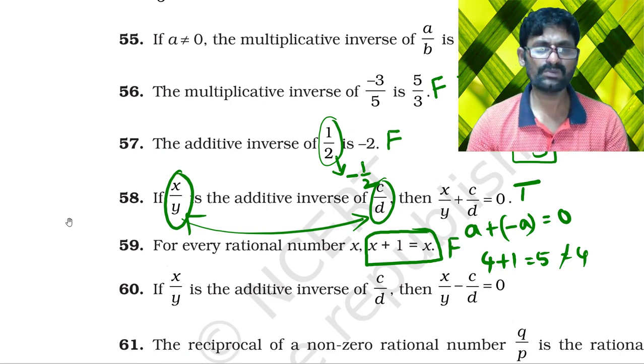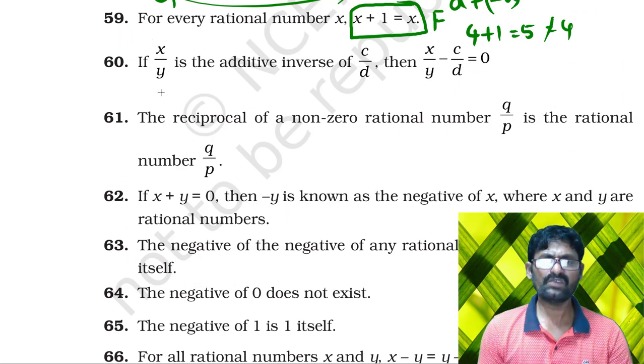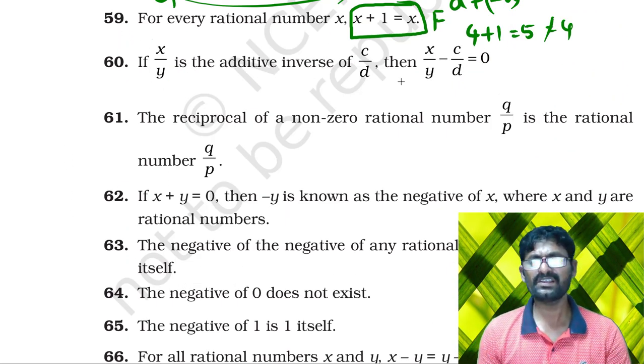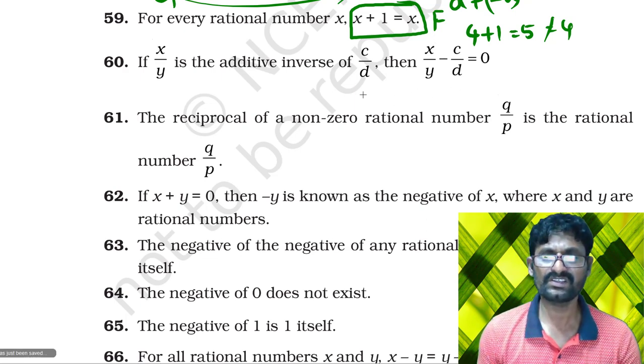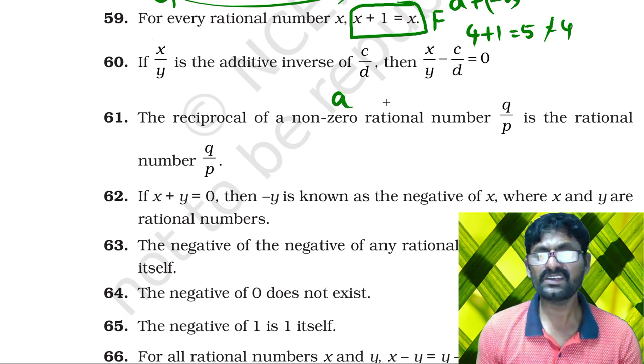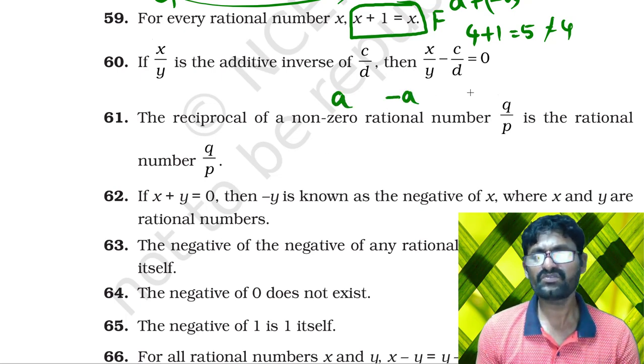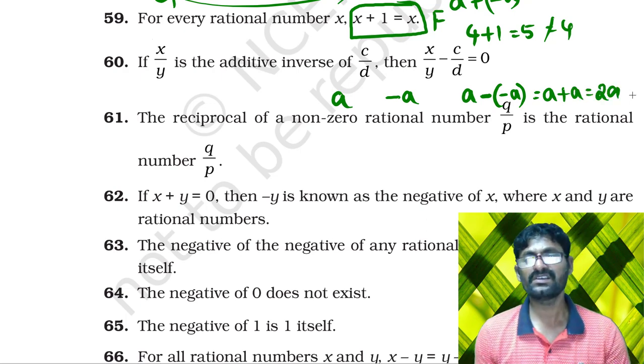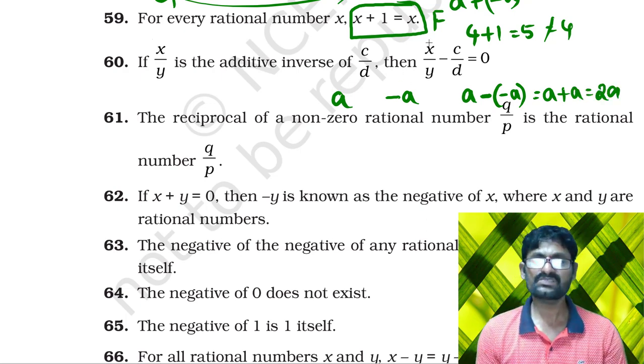Let us move on to problem number 60. If x by y is the additive inverse of c by d, then x by y minus c by d equals 0. No, this is not correct actually. Suppose if we take a, the additive inverse of a is negative a. So if we take a minus of minus a, that is minus into minus plus. So a plus a, that is equal to 2a we will get, but not equal to 0. So x by y minus c by d equal to 0 is a false statement. Let us go to problem number 61.